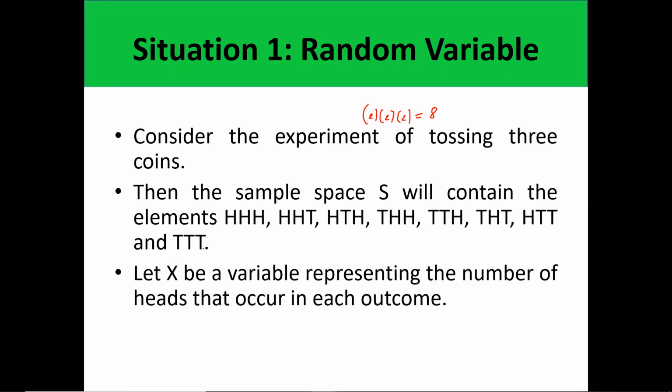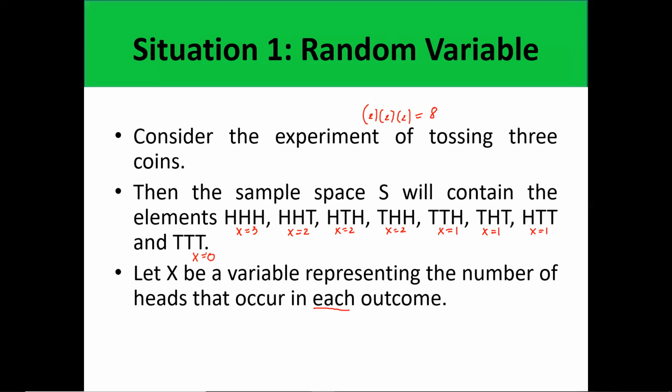Now let us define a random variable x, which represents the number of heads that occur in each outcome. So that means the outcome head, head, head will be assigned with x equals 3. The outcome head, head, tail is assigned with x equals 2. Same for head, tail, head, and tail, head, head. Now the outcome tail, tail, head is assigned with x equals 1. Same for tail, head, tail, and head, tail, tail. While the last outcome tail, tail, tail doesn't have a head. So therefore, it's assigned with x equals 0.